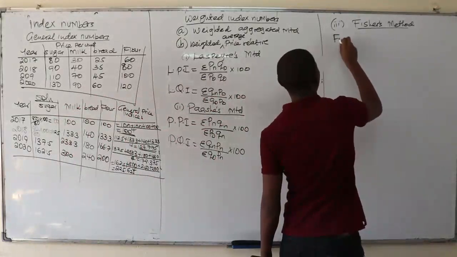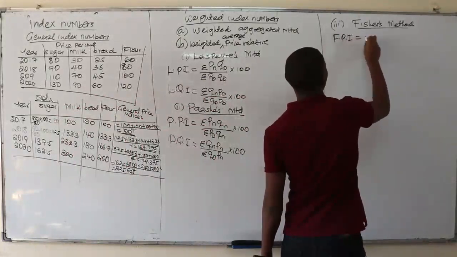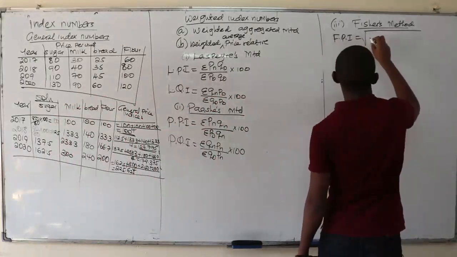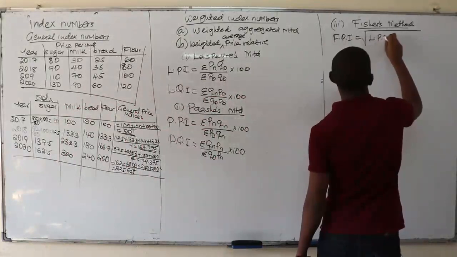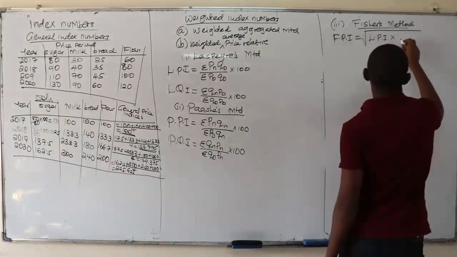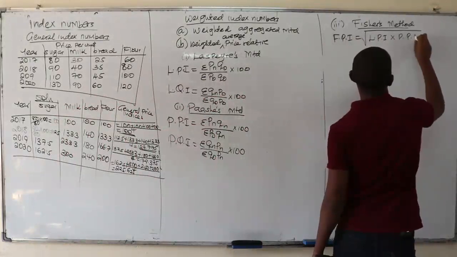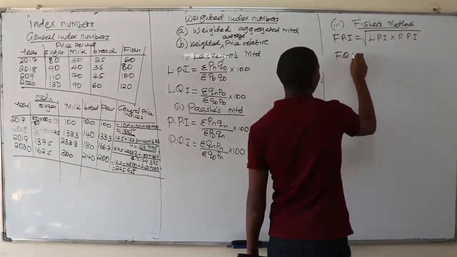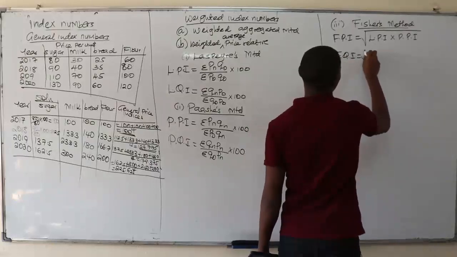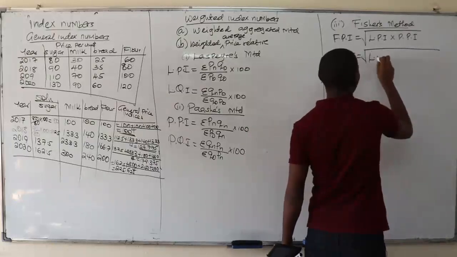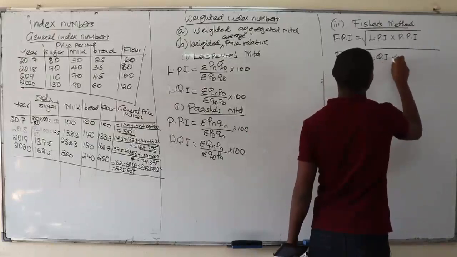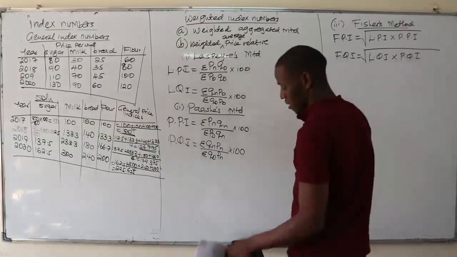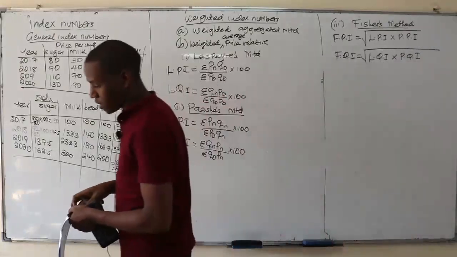So for you to get the Fisher's price index, it will be the square root of the Laspeyres price index multiplied by the Paasche price index. If you want to get the Fisher's quantity index, same case, it will be the square root of the Laspeyres quantity index multiplied by the Paasche quantity index. That is how you get those values.